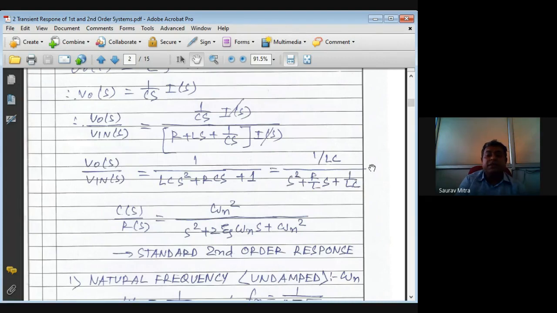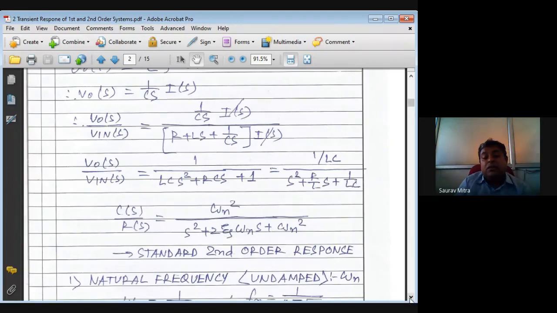This is the first step, the first part of the question, for finding the step response of a second order system. So whatever was C(S) by R(S), here I am writing as V0(S) by Vin(S). So this is the same as C(S) by R(S). In the next line I have written the standard second order system equation: V output by Vin is omega n squared divided by S squared plus 2 zeta omega n S plus omega n squared. Omega n is the undamped natural frequency and zeta is nothing but the damping factor.